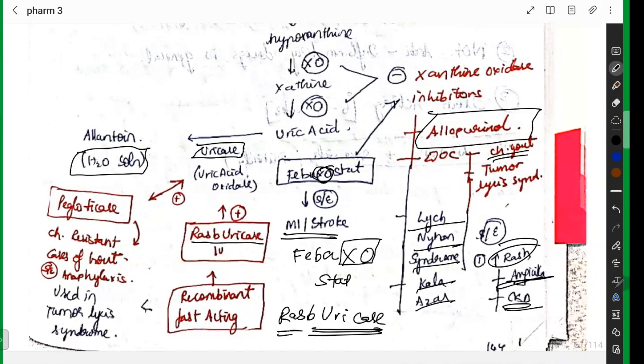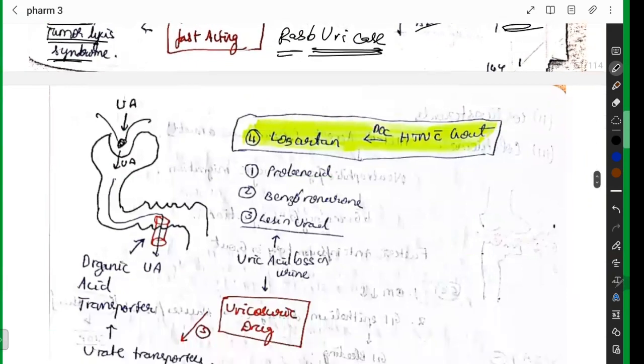They are nothing but recombinant fast-acting uricase. That is your rasburicase. You can give rasburicase as an IV drug. And what is the other drug? That is called pegloticase. Pegloticase is also going to cause a positive stimulation of your uric acid oxidase. This is given in chronic resistant cases of gout. Okay, what is the side effect? Anaphylaxis. We are going to use it in tumor lysis syndrome. Is it clear? Now we are going to move towards how this is going to be done.